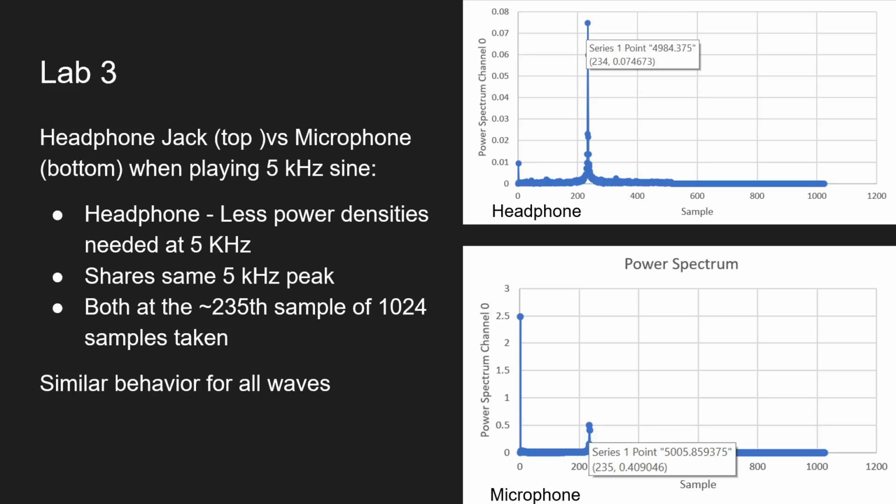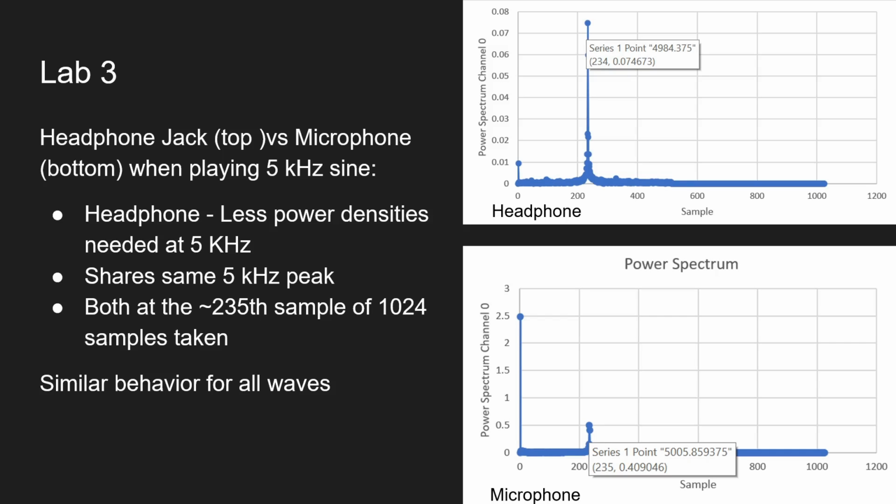Lab 3 says that the top graph, on the top right, is our headphone graph, and our microphone graph in the bottom right is shown when it plays a 5 kHz sine. The headphone has less power density needed at our 5 kHz line, and we see this with the little text box that's put at each of the peaks of the graph. For the same around 5 kHz, we see that the headphone requires 0.07 and the mic requires 0.4. Now, they share both of the same peaks, so that's good.